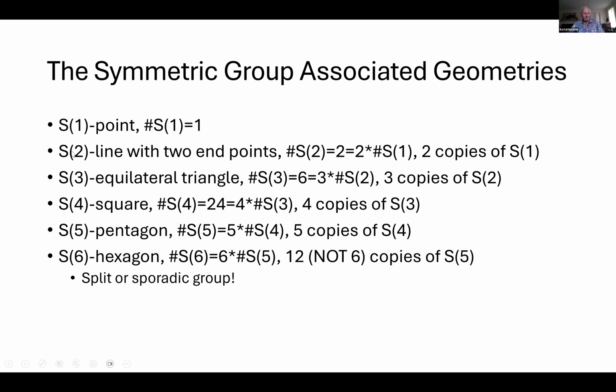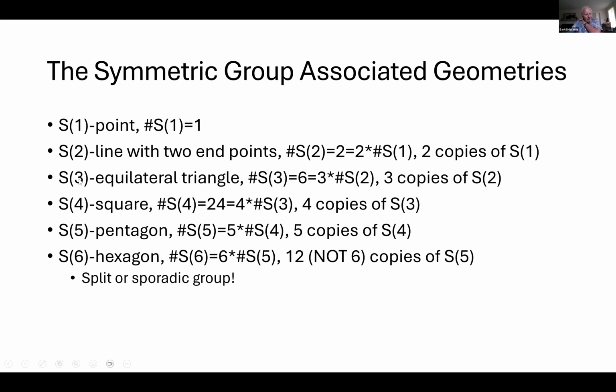Now let's go to the symmetric group with 2 elements. Think of this as a line that has 2 endpoints. So there's a 1 at one end and a 2 at the other. And we can switch them and so forth. So the number of elements in this is 2. I can take 1 to 2 and 2 to 1. So I have 2 elements in this, or 2 times the number that I had in 1, 2 copies of the symmetry group S1.